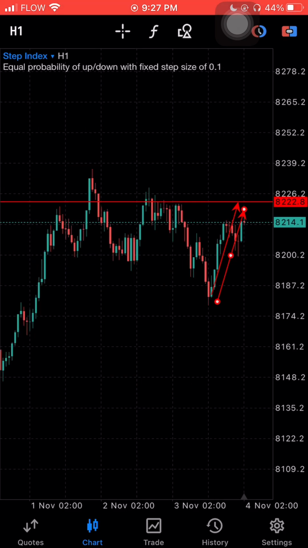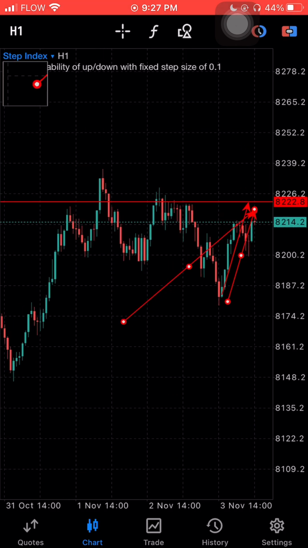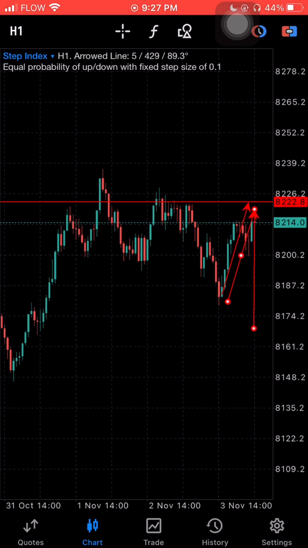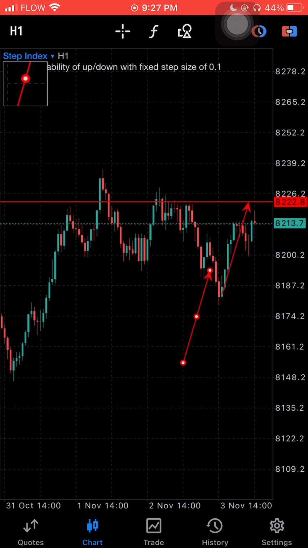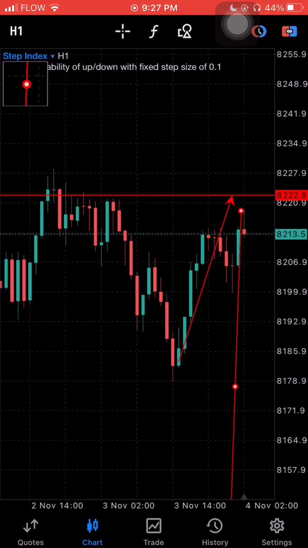At this point there were too many arrows on the screen, so I had to clear up some of them. Yes, so that was my outline, that once price reaches that area, it would start falling.